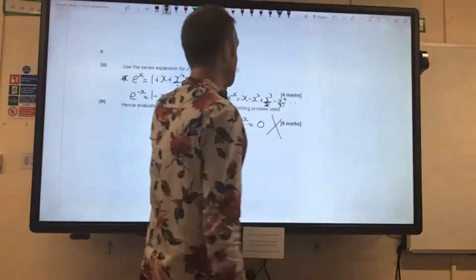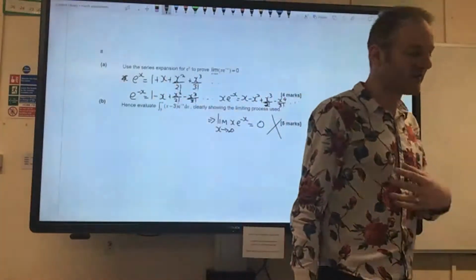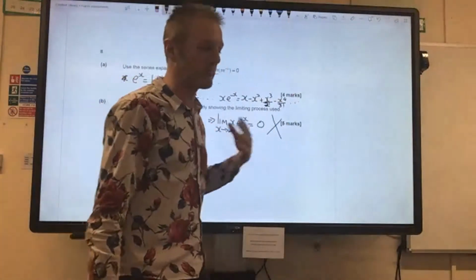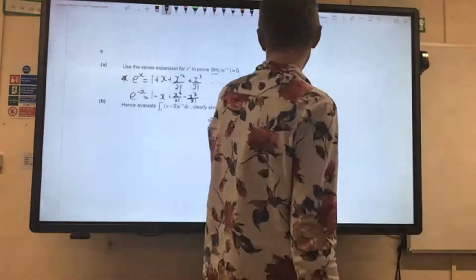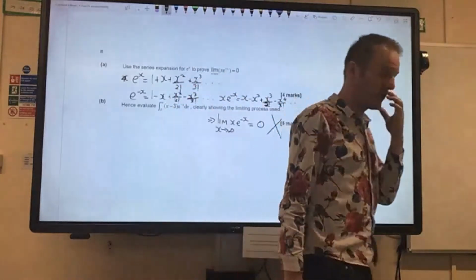So I'm very happy if you can look at that and say, x e to the minus x, the limit must be 0 as x tends to infinity. But you've got to justify it using the sort of methods I've shown you. And this thing here, x minus x squared plus x cubed over 2 factorial minus x to the 4 over 3 factorial.